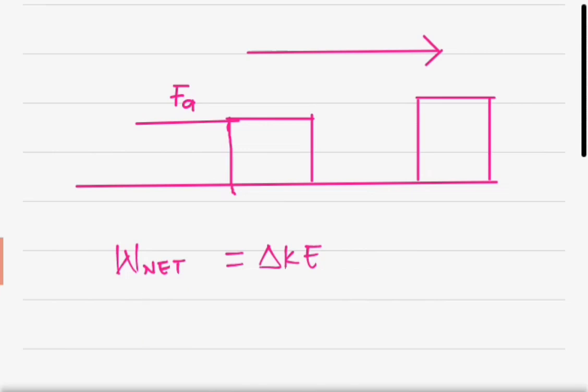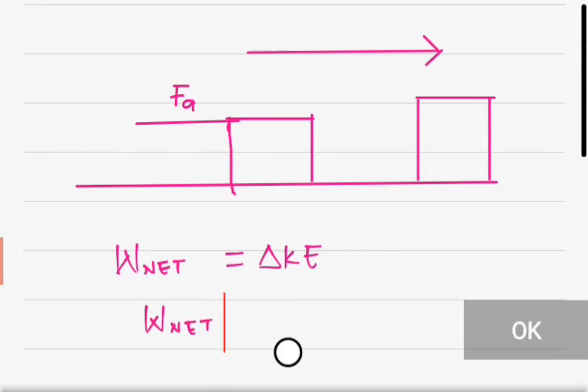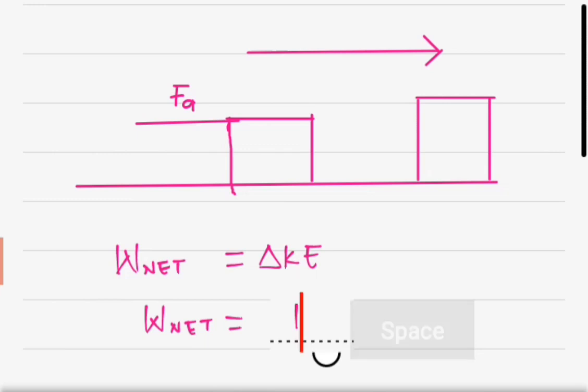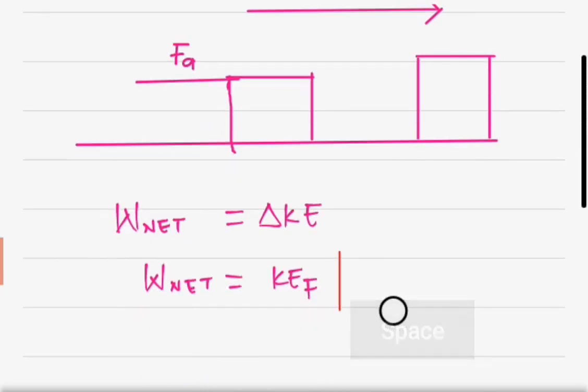You can always look up the derivation from the textbook. So now, what does this simply mean? It means that the net work is equal to KE final minus KE initial, where KE final is the final kinetic energy and KE initial is the initial kinetic energy.